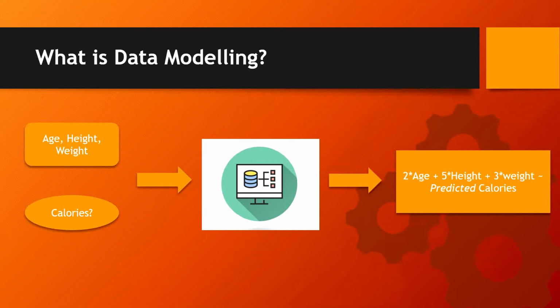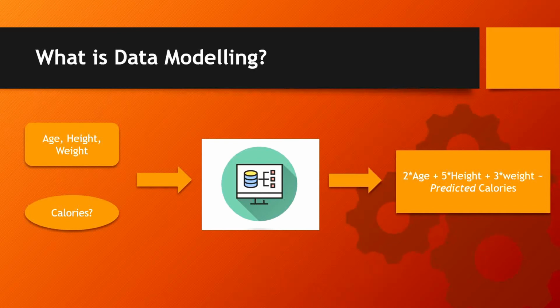So let's say the system tells you that if you multiply age by 2, height by 5, and weight by 3, and add all of them, then it will give you some kind of a prediction of the daily calorie intake. So the mathematical expression in the rightmost box is what we call a data model, because in essence it is helping us give a mathematical form in which we can provide the input and get some kind of a predicted output.